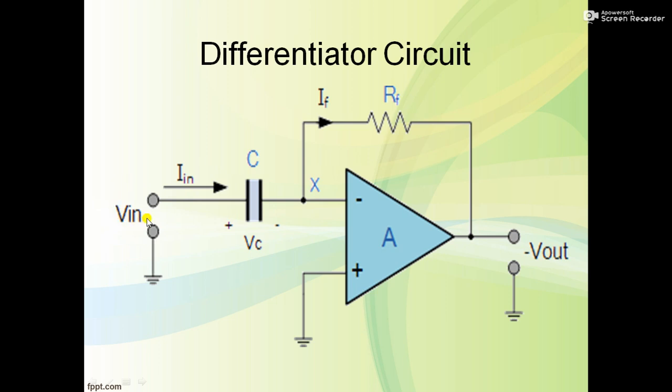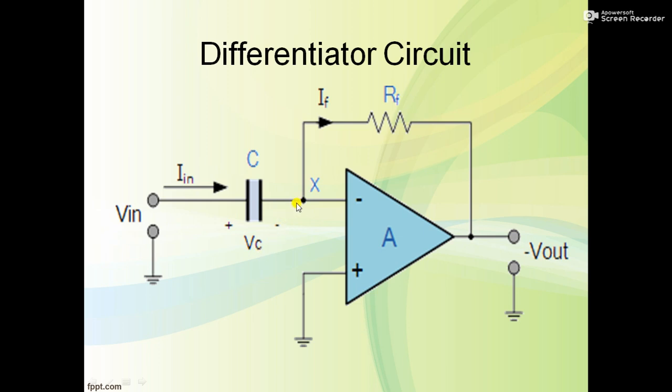Here Vin is applied to the negative terminal of the op-amp, so we are getting the negative of Vout. The positive terminal is connected to ground level. So when Vin is applied, the current I in is flowing through the capacitor C. The capacitor becomes charged and gets some voltage across it, that is V of C.